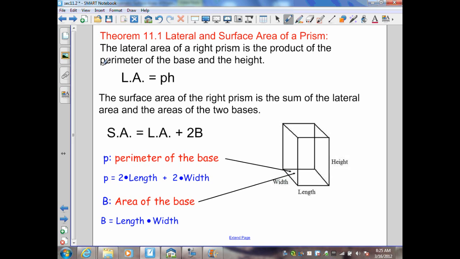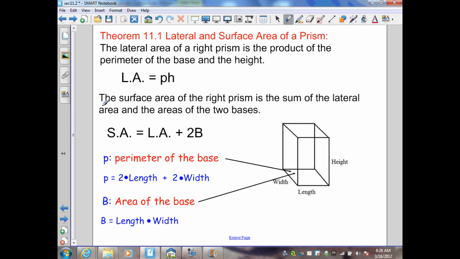The lateral area of a right prism is the product of the perimeter of the base and the height. Here our formula for lateral area is equal to P times H, where P in our diagram equals the perimeter of the base. In this instance, it is a rectangular base. And our formula for perimeter of a rectangular base is 2 times the length plus 2 times the width. In other words, the distance around our base. H, as defined previously, is the altitude of our prism.